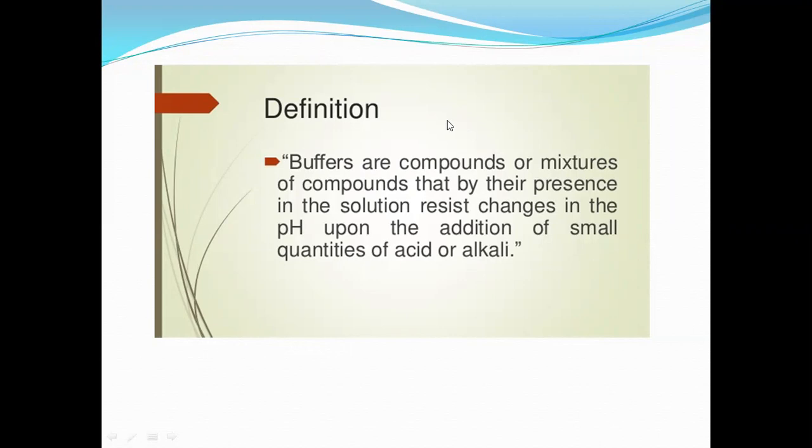Definition of buffers. Buffers are compounds or mixtures of compounds that, by their presence in the solution, resist changes in the pH upon the addition of small quantities of acid or alkali. So small quantities of acids or alkalis are needed for proper functioning of the buffers.